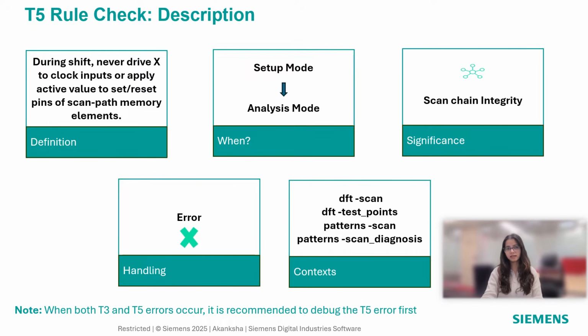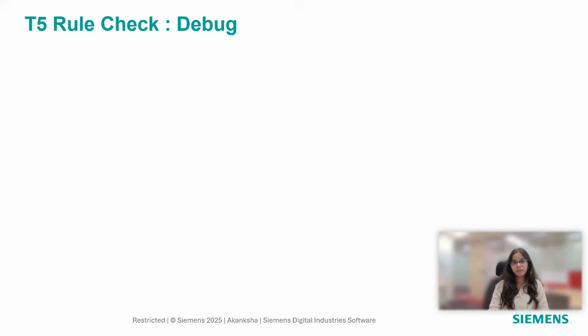Possible causes of these errors are the shift clock defined incorrectly in the shift procedure, missing or incorrect pin constraints, and a missing clock definition. An incorrect off state of a clock can also cause a T5 error.